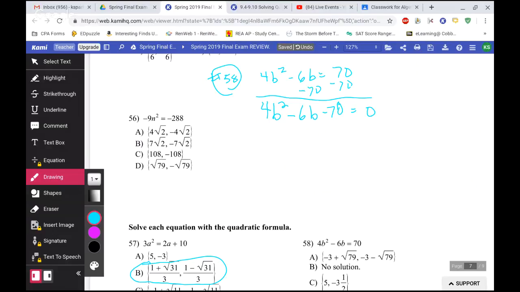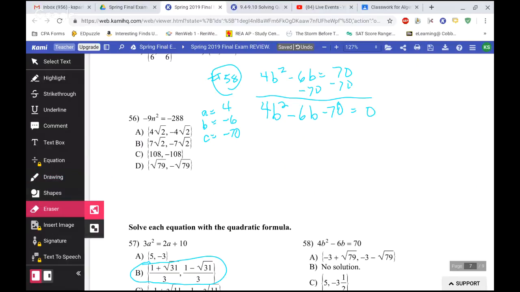All right, so now the next thing I'm going to do is identify A, B, and C. So what's A? 4. Good job. What's B? -6. Good job. What is C? -70. Good job. Don't forget those negatives, because they will throw you a curveball if you don't, because that's going to change everything.